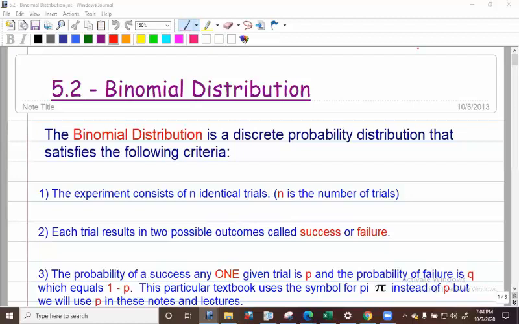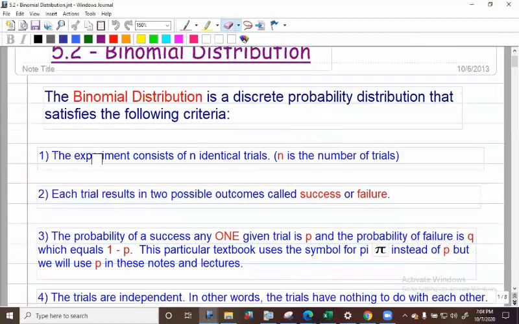So let's look at some of the rules here. It consists of n identical trials, meaning it has a stopping point, which the geometric one doesn't have, and that's why it's important. But anyway, maybe like flipping a coin 10 times, or rolling a die 20 times. It has a specific total number of trials, and each time you do the thing, that's considered a trial.